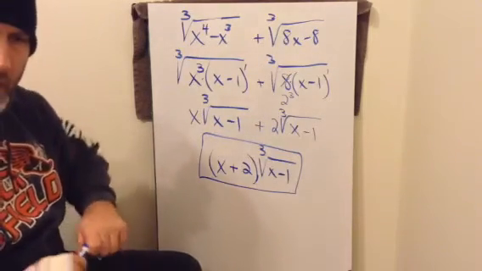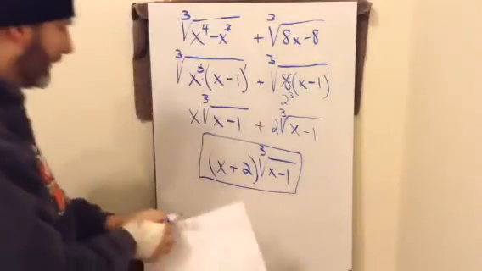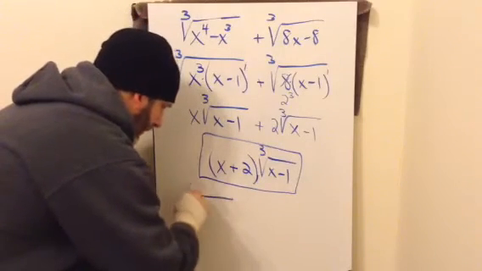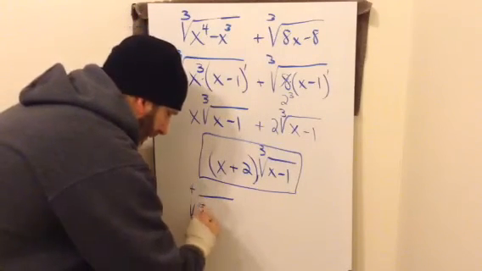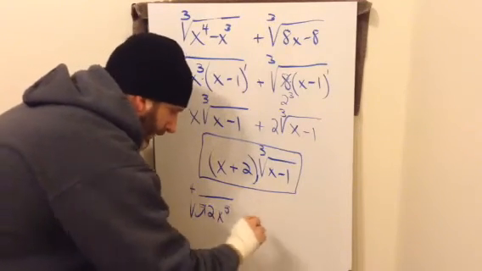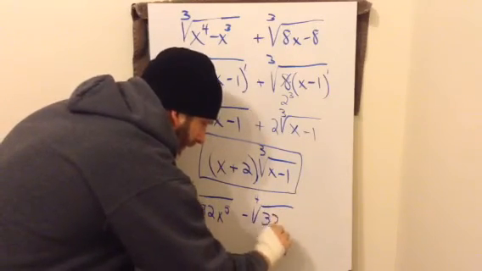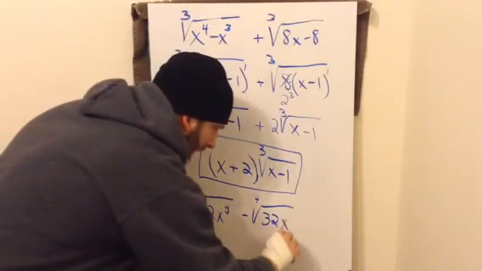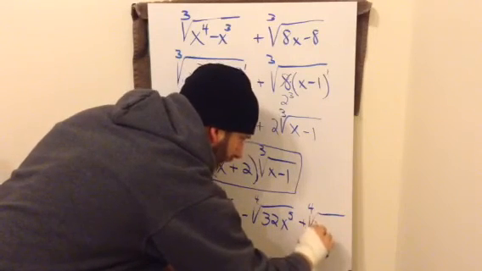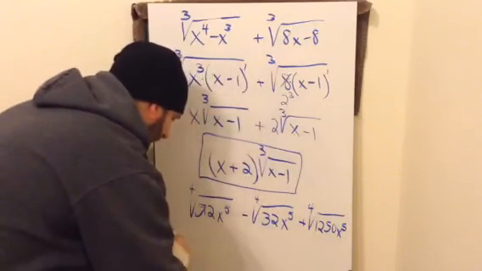Okay. So let's give you your third You Try problem here. Fourth root of 512 x to the fifth, minus fourth root of 32 x to the fifth, plus the fourth root of 1250 x to the fifth. This is You Try number 3.